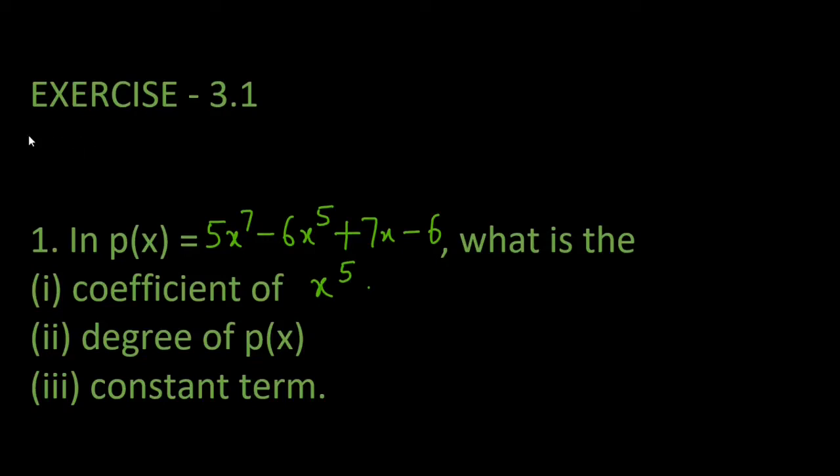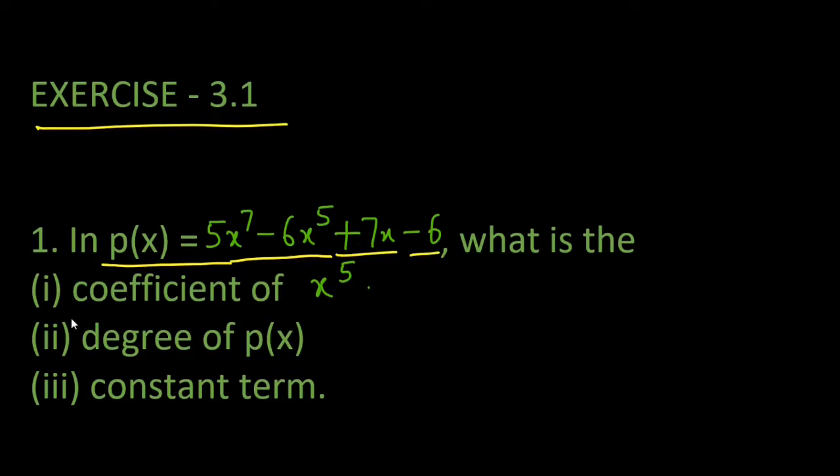Hi everyone. In this video, let us see exercise 3.1. First question. P of x is equal to 5x power 7 minus 6x power 5 plus 7x minus 6.